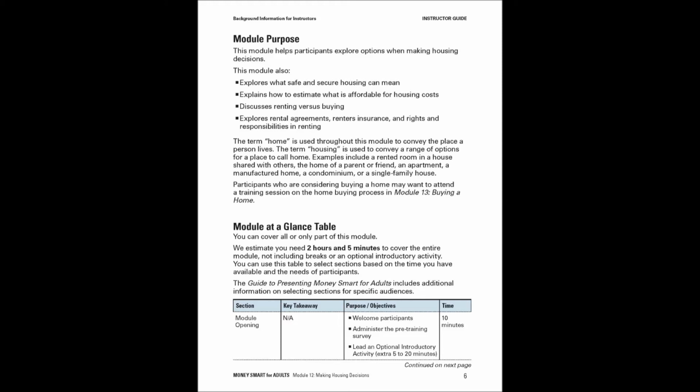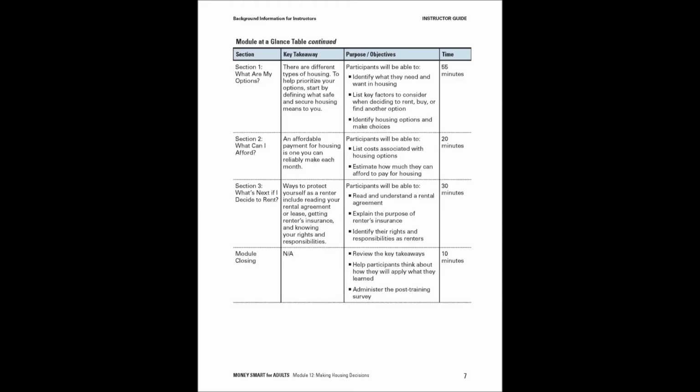Now, here's a tip. As you look at the module at a glance table, you're going to see the section, the key takeaways, purpose, objectives, and the timing. Now, depending upon your style, I want you to practice doing this, okay? And you're going to find that you may do this module faster or slower than the estimated time. It's estimated it's going to take 2 hours and 5 minutes to go through this entire training. Now, there are 3 sections to this particular module, and we're going to take our time. We're going to go through each of these sections here as a part of this overview.